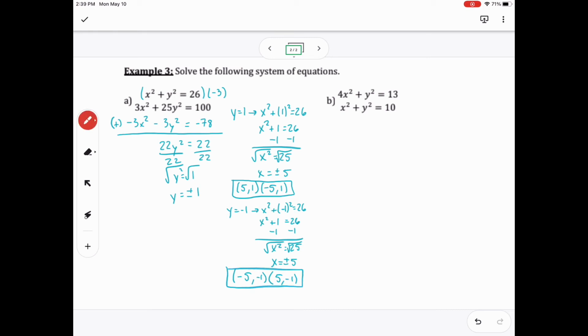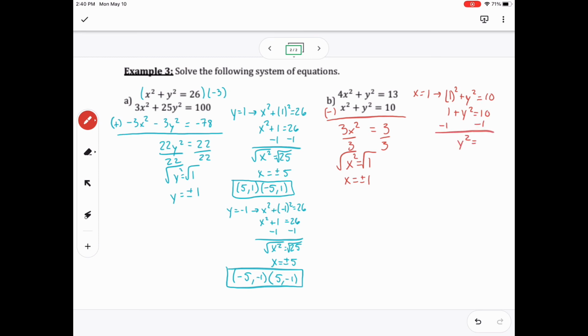So then for letter B, these are set up so that I can just eliminate the y's if I just subtract them. Remember, you can do that, or I can multiply by -1 to one of the equations and then add. This would be the same idea. So here I'm able to get x equals +1 and -1. Then when I plug that into the bottom equation, because that's the easiest one to deal with, that allows me to get y squared equals 9, and then the square root gets me a plus or minus 3.